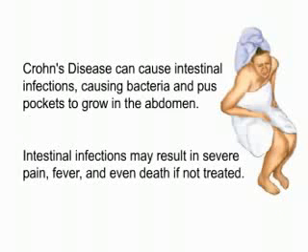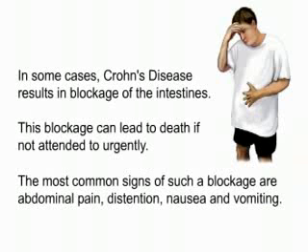Crohn's disease can cause intestinal infections, causing bacteria and pus pockets to grow in the abdomen. Intestinal infections may result in severe pain, fever, and even death if not treated. In some cases, Crohn's disease results in blockage of the intestines. This blockage can lead to death if not attended to urgently. The most common signs of such a blockage are abdominal pain, distension, nausea, and vomiting.